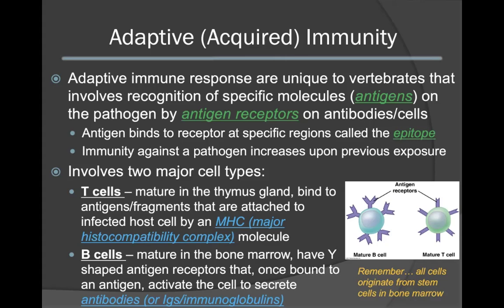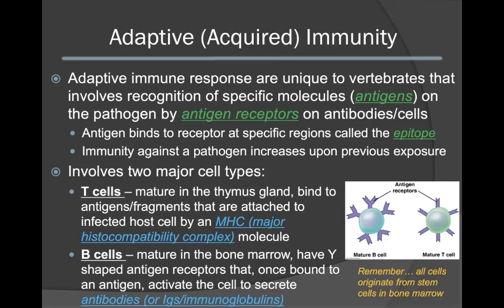Immunity against a pathogen can increase once the organism has been previously exposed to that pathogen. Adaptive or acquired immunity involves two major cell types, T cells and B cells. T cells are immune cells that mature in the thymus gland.